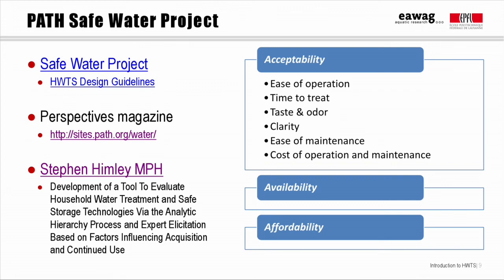Some of the highlights of this project were summarized in a special report of PATH's Perspective magazine. You can download it here from their website. Definitely worth a read. As part of the Safe Water Project, one of the PATH staff, Stephen Himley, completed his master's degree in public health at the University of Washington, and his topic was a very detailed and rigorous examination of how to select an HWTS option for a given context. He described 3 main criteria: acceptability, availability, and affordability, and then he broke down acceptability into 6 subcomponents so that there are a total of 8 criteria.